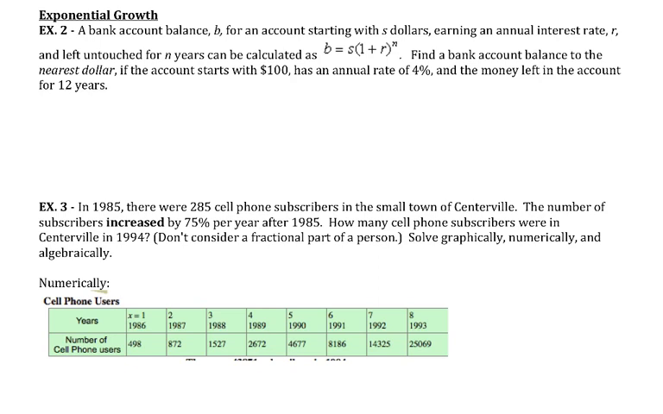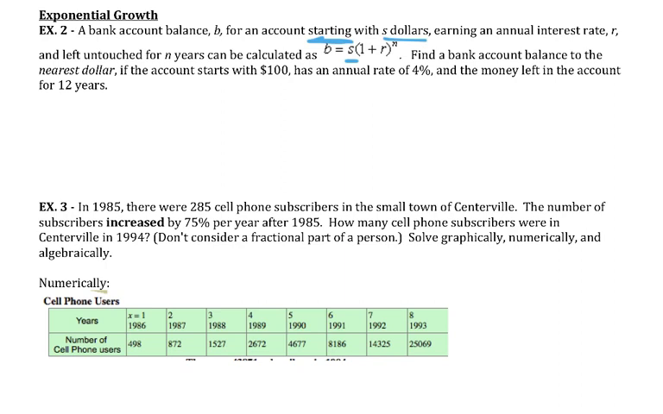On to the actual context. In example 2, a bank account balance B for an account starting with S dollars, so starting with S dollars, that means it's an initial amount, earning an annual interest rate R, and left untouched for N years, can be calculated as B, our account balance, equals S, the initial amount, times 1 plus the rate of interest, raised to the nth year. Find a bank account balance to the nearest dollar.